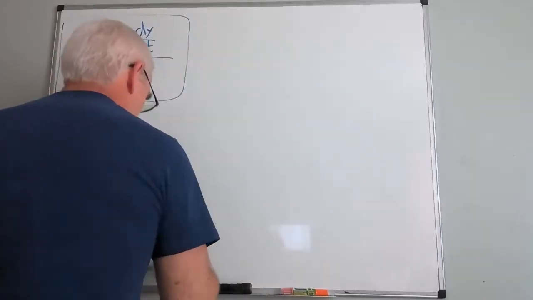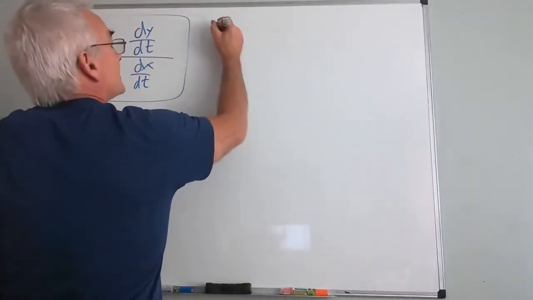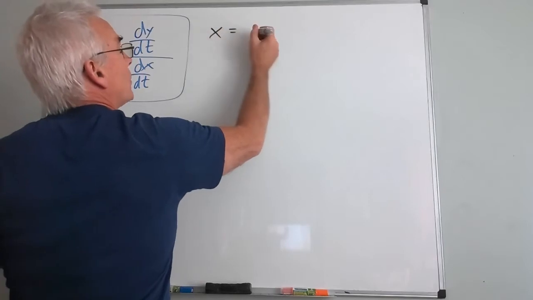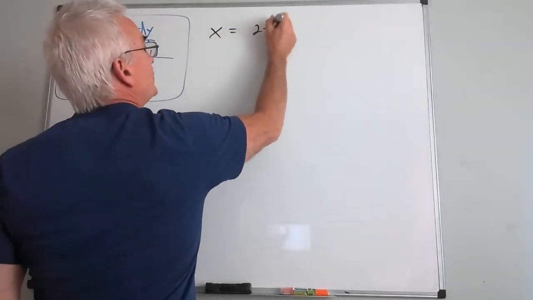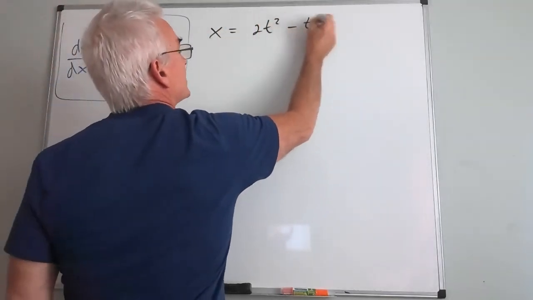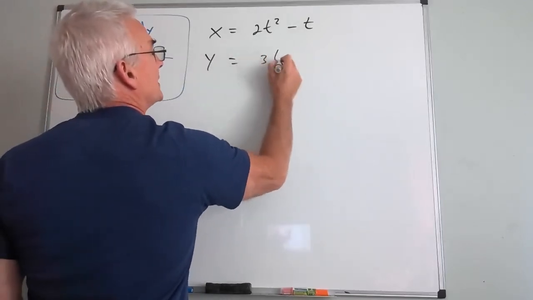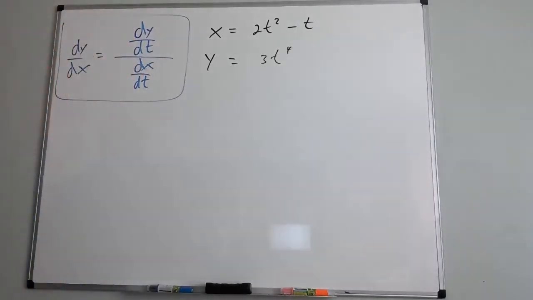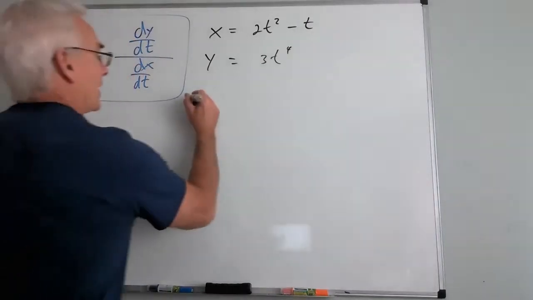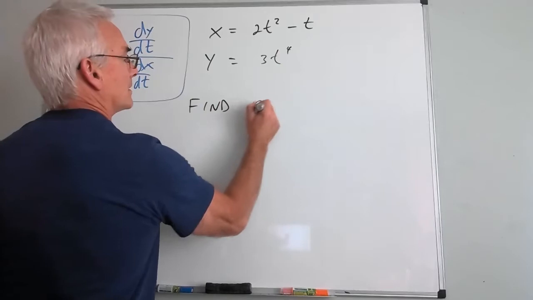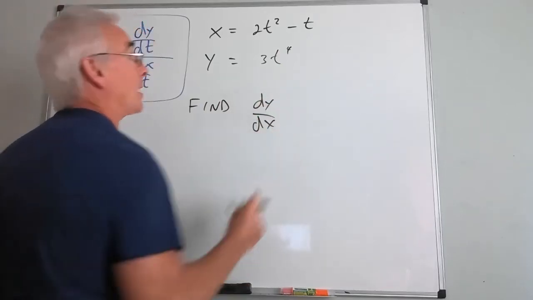Okay, let's start with something simple. Let's say that x equals 2t squared minus t, and y equals, I don't know, 3t to the fourth. All right, let's keep it simple. I want to find dy/dx. Now here's the problem.